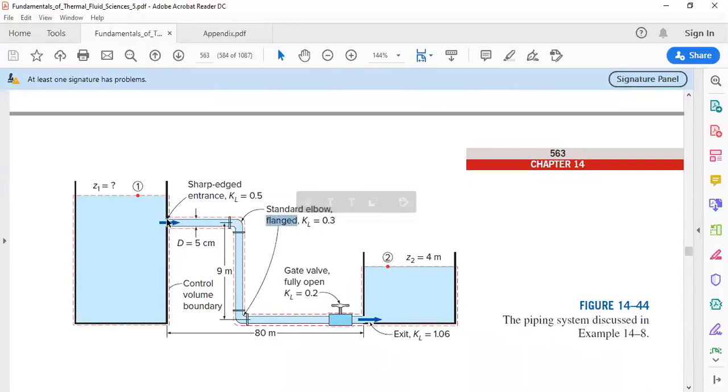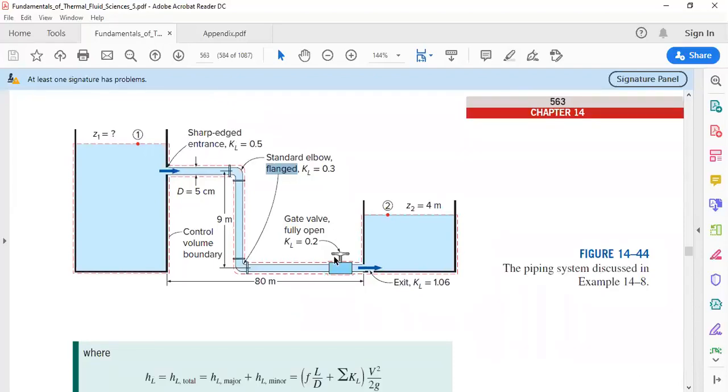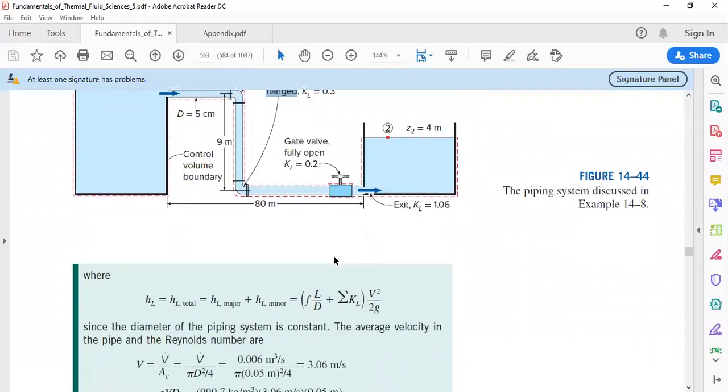We have a sharp-edged entrance, where the flow enters the pipe, and a sharp exit, where the flow exits the pipe. From the loss coefficient tables, we get the loss coefficient values for the entrance, the two standard elbows, and the exit. You can easily check the tables for these values, as we did in the previous example.